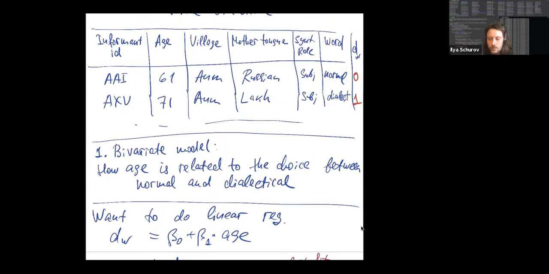And they give us either normal or dialectical form with some probabilities. This does not mean that we have a fair coin. We have a coin that generates, for example, a dialectical word, the dialectical form, with some probability. And this probability depends on the age of our informant. So basically, we think that every informant has a virtual coin in their pocket, and every time they have to decide which word to use, they toss this coin and then just follow what this coin said.